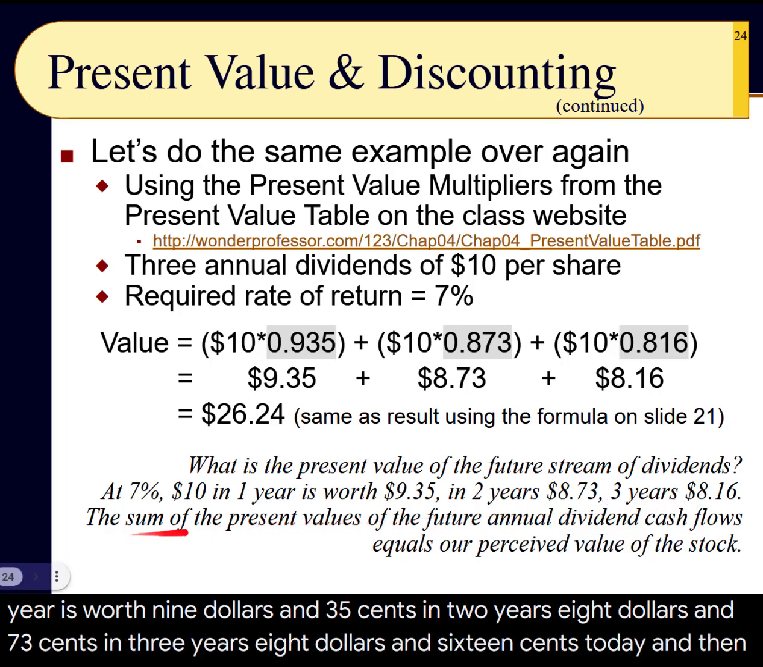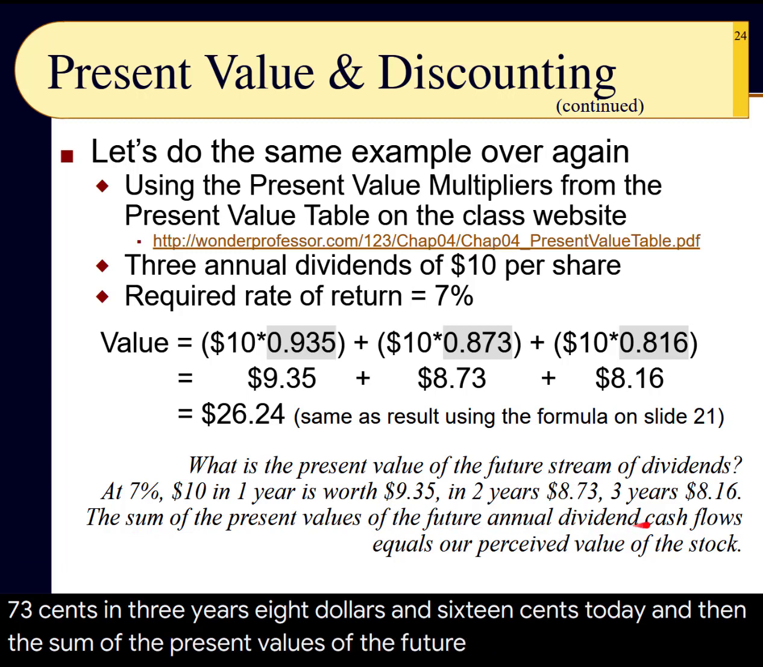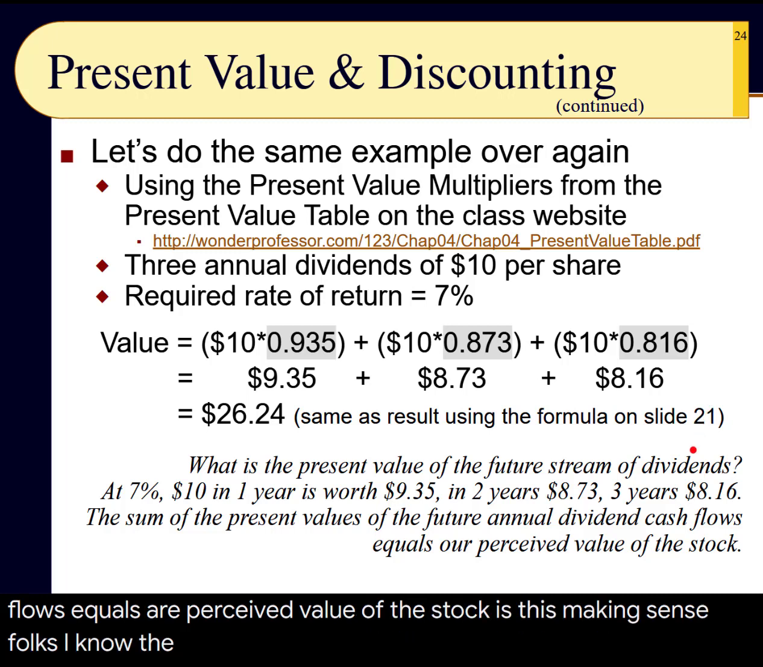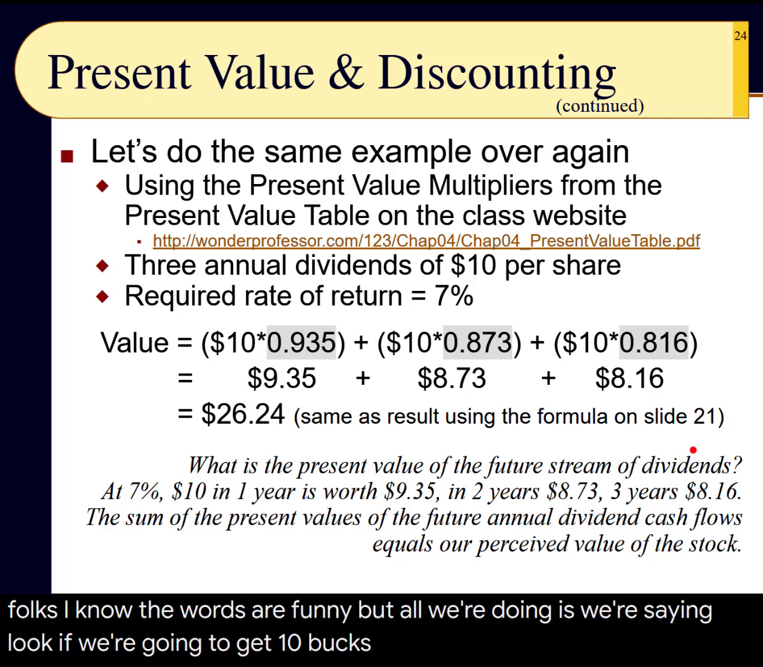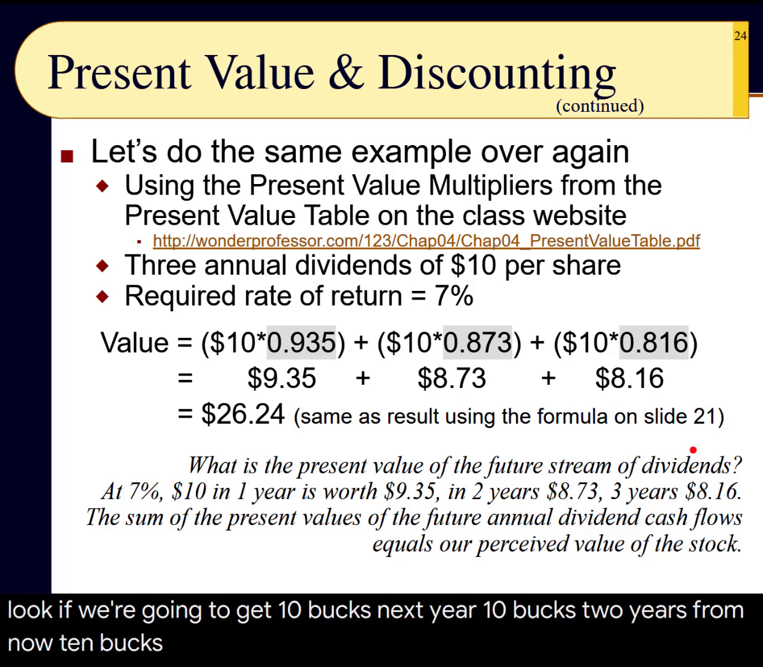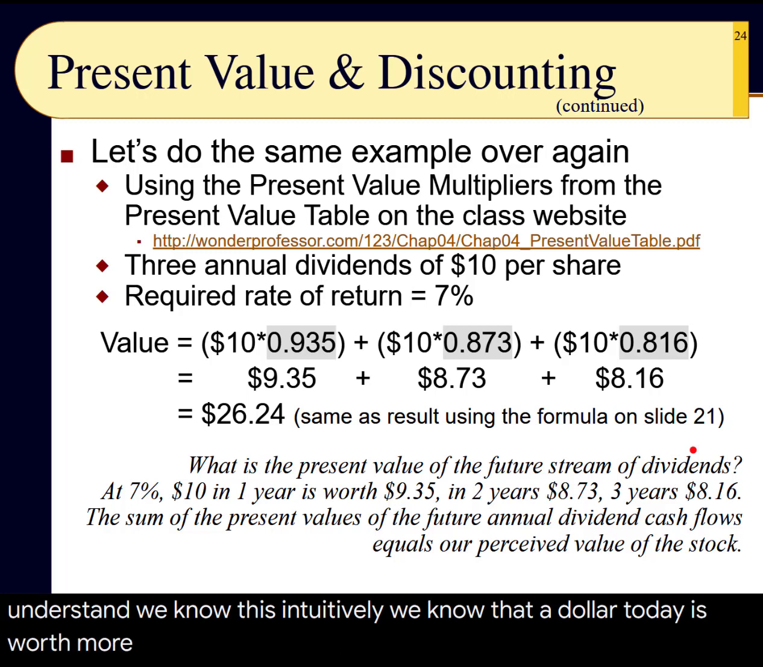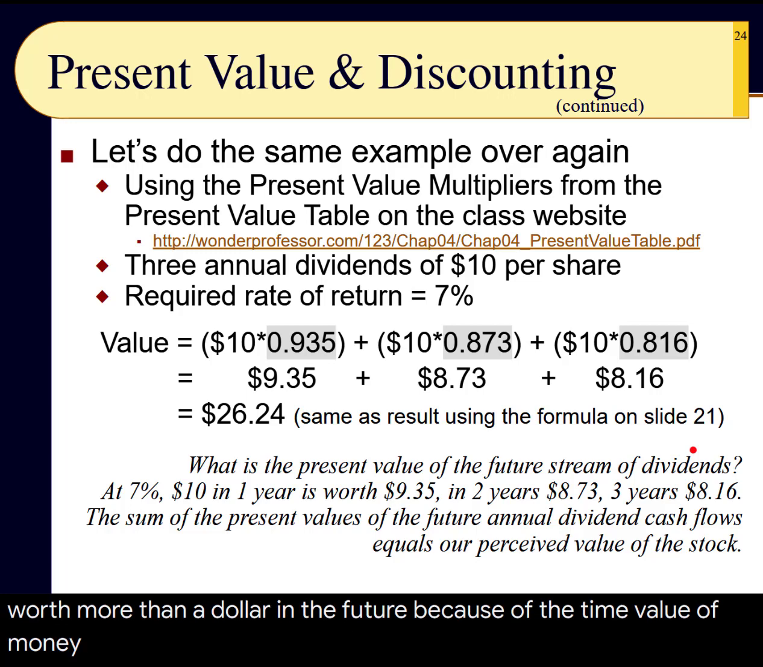And then the sum of the present values of the future annual dividend cash flows equals our perceived value of the stock. Is this making sense, folks? I know the words are funny, but all we're saying is, if we're going to get $10 next year, $10 2 years from now, $10 3 years from now, it's not worth $30 unless our discount rate is 0%. You understand? We know this intuitively. We know that $1 today is worth more than $1 in the future because of the time value of money.